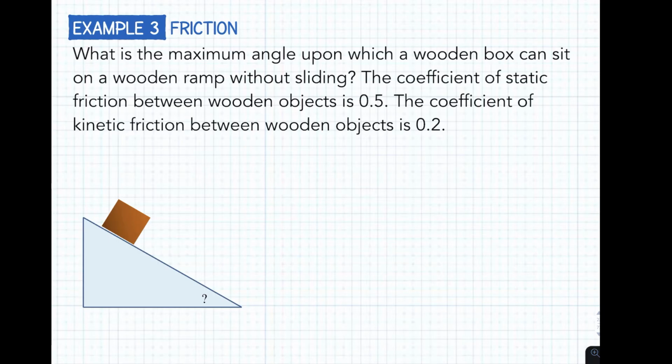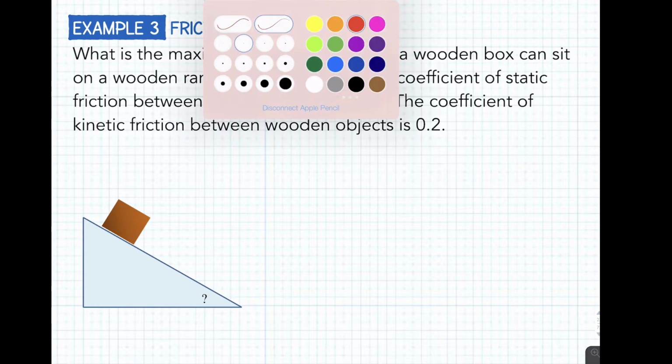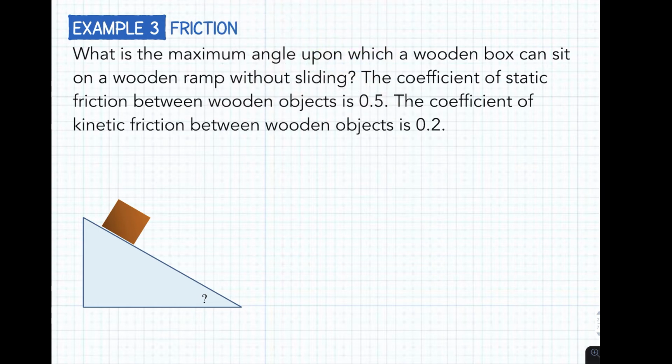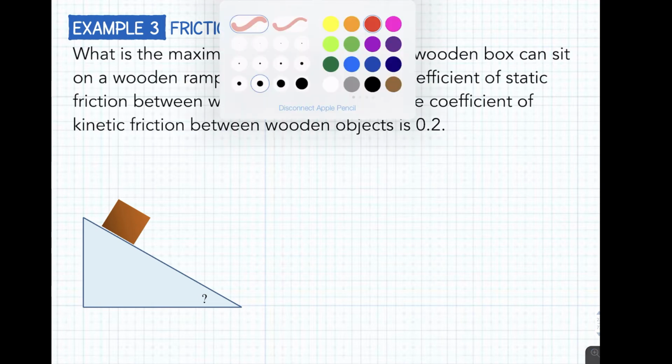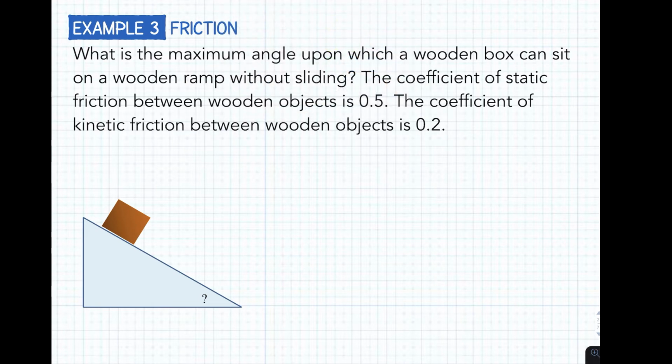So very much like what we did in the friction lab, this one talks about the maximum angle upon which a wooden box can sit on a wooden ramp without sliding. So in this case, the coefficient of static friction between the objects is 0.5, and the coefficient of kinetic friction between objects is 0.2. What we need here is to set up our forces. So we'll start once again by drawing our forces, and we're looking for the angle. So if you're thinking about what we need to think about, we want maximum, let's make that purple. We want maximum angle.